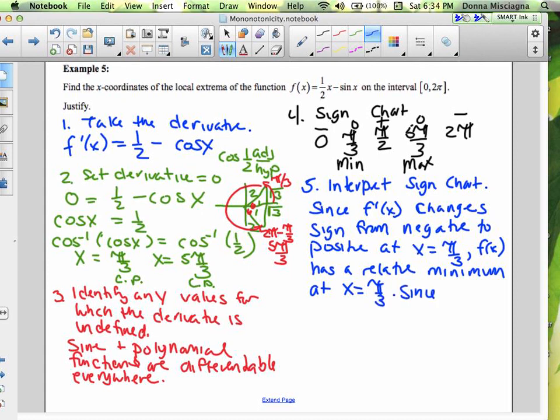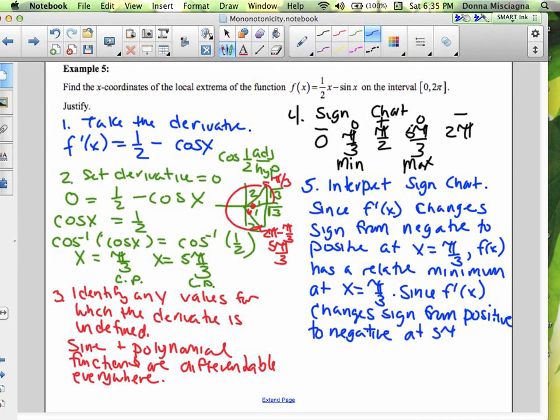Since f prime of x changes sign from positive to negative at 5 pi thirds, f of x has a relative maximum at 5 pi thirds. And there you go.